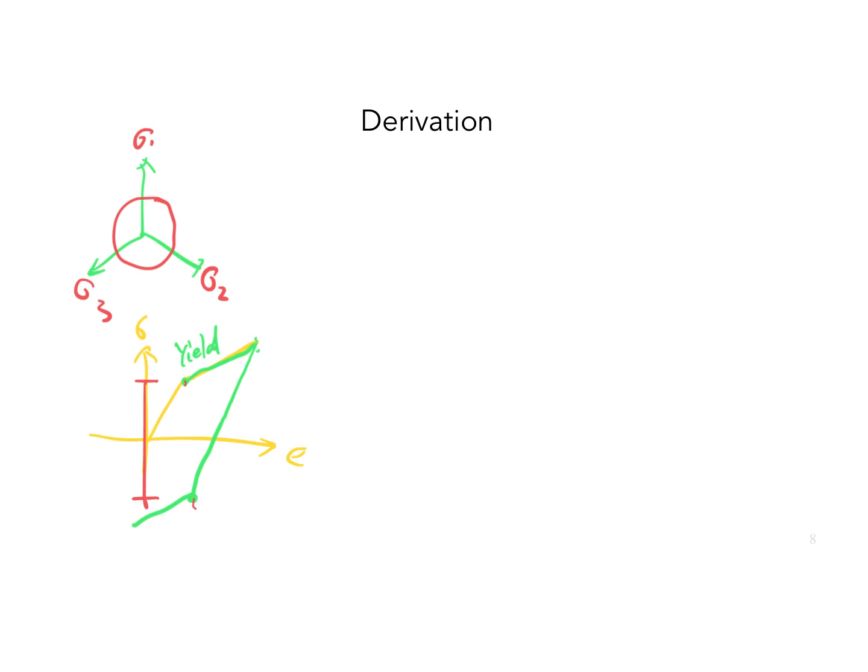Now the interesting thing is what happens when I load it for the second time. There are multiple possibilities. First is that the material yields here. Does that make sense? It can also yield a little bit earlier, or a little bit later. We don't know.